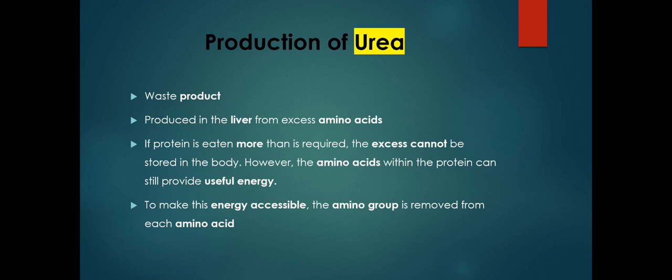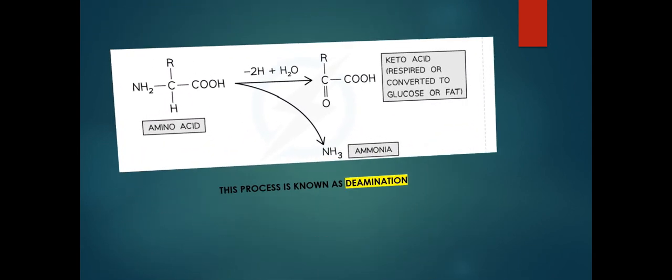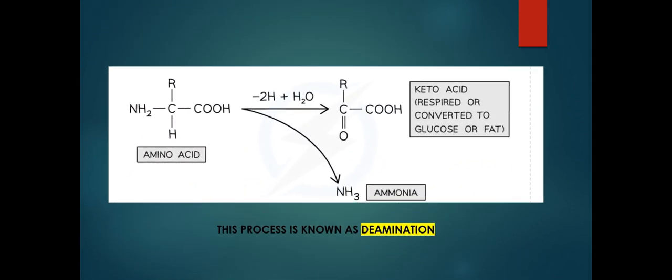And to make these proteins available, for example, to release energy from them, you need to remove the amino group. And the amino group is basically the nitrogen containing group. So see here, guys, this is the amino acid, and this is the amino group right here. This is really important, to remove the amino group here.